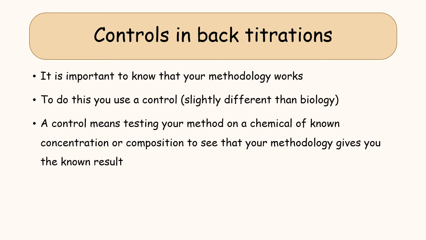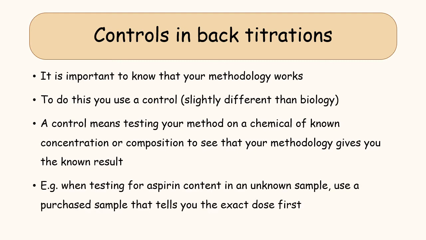So what you do is you test your method on a chemical that you know the exact concentration or composition of. And then you apply your methods, and you should be able to work backwards to prove and show that it contains exactly what you know it contains. If you don't get a match to what you know it should be, it means that there's something wrong with your methodology, and you can then look at what you need to change.